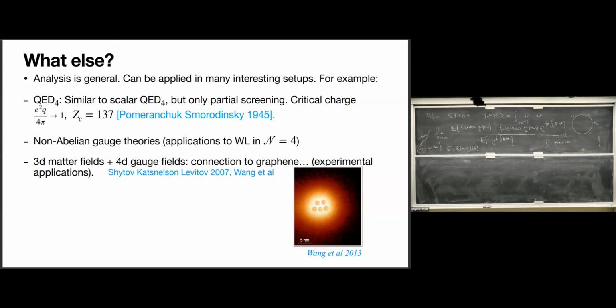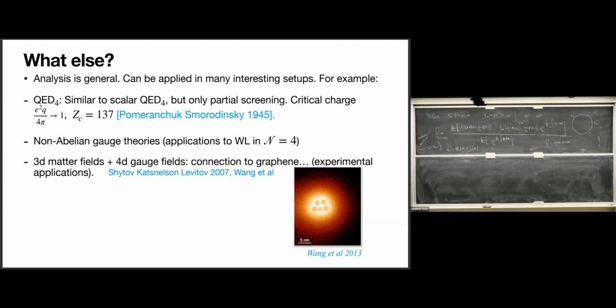Also, you can repeat the analysis for non-abelian gauge theories and have applications, and similar things happen. You can also work strictly in N equals 4 super Yang-Mills, which is conformal. You don't need a double scaling limit there, and then you can get similar conclusions. Now, of course, in nature, we don't have a charge 137 at all. It stops somewhere at 118.